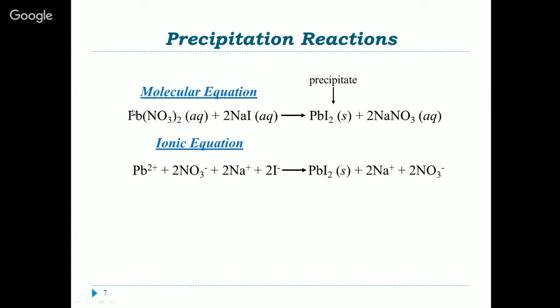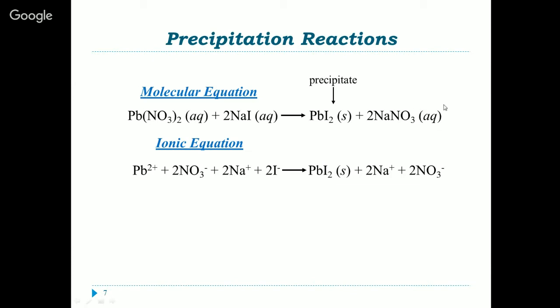So lead exists as Pb2+, and NO3 exists as NO3−, as nitrate. So these have charges. Same thing here. This is aqueous. So sodium iodide dissociates to form ions, the Na+ and the I−. Over here, because we have a solid, we cannot separate that. That is together. It is not floating around as ions in solution.